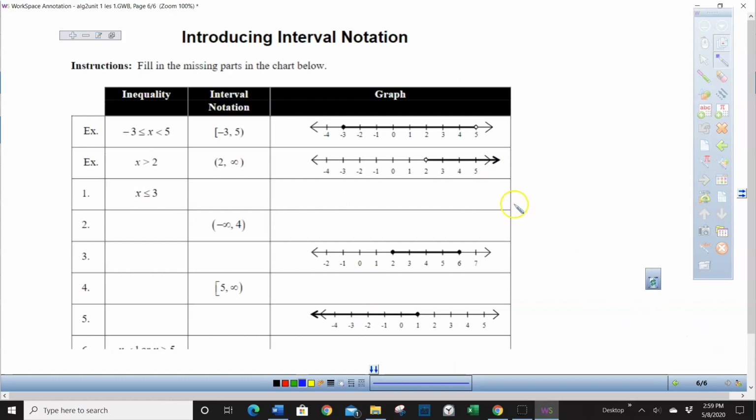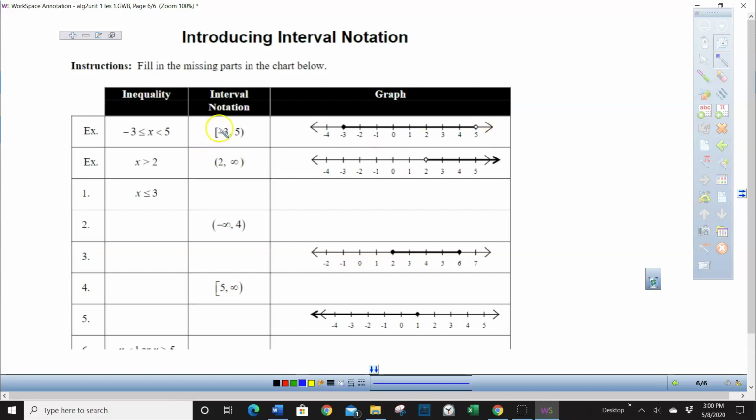So let's look at the lesson itself. Now, our students are used to seeing this inequality. They're used to seeing the graph. What is new about this lesson is the interval notation. So let's talk about the inequality. This less than or equal to sign means that -3 is included. So when I look at the graph, we see the dot at -3 is solid. And then the less than 5 means that 5 is not included. Therefore, there's an open circle.